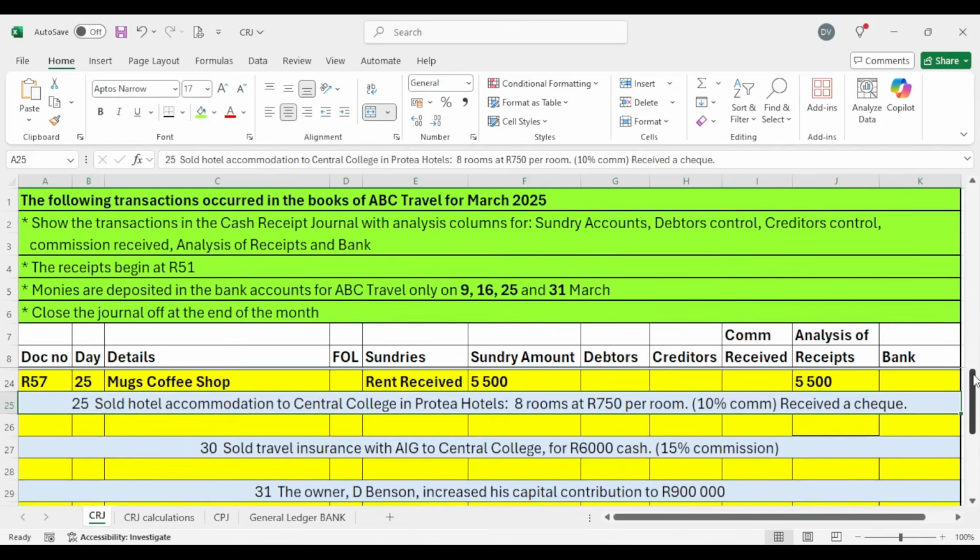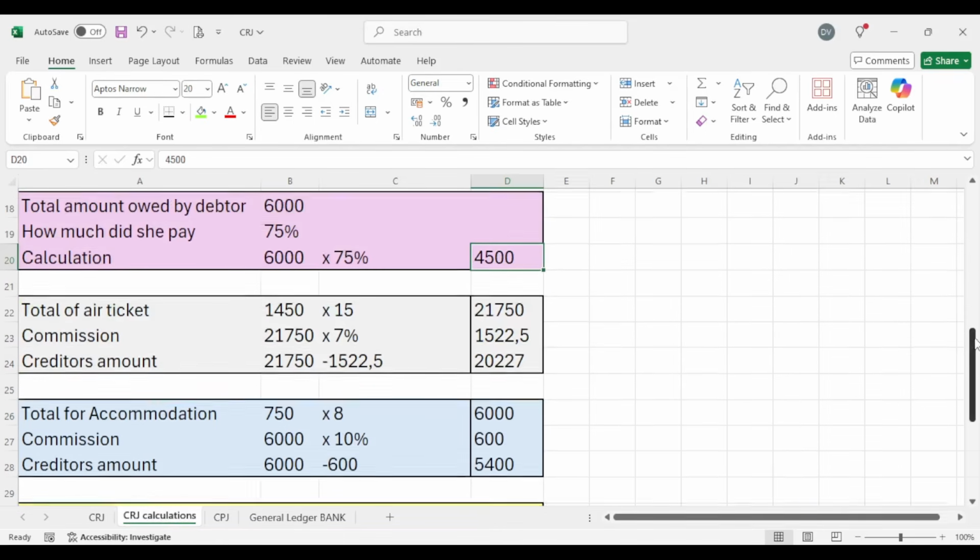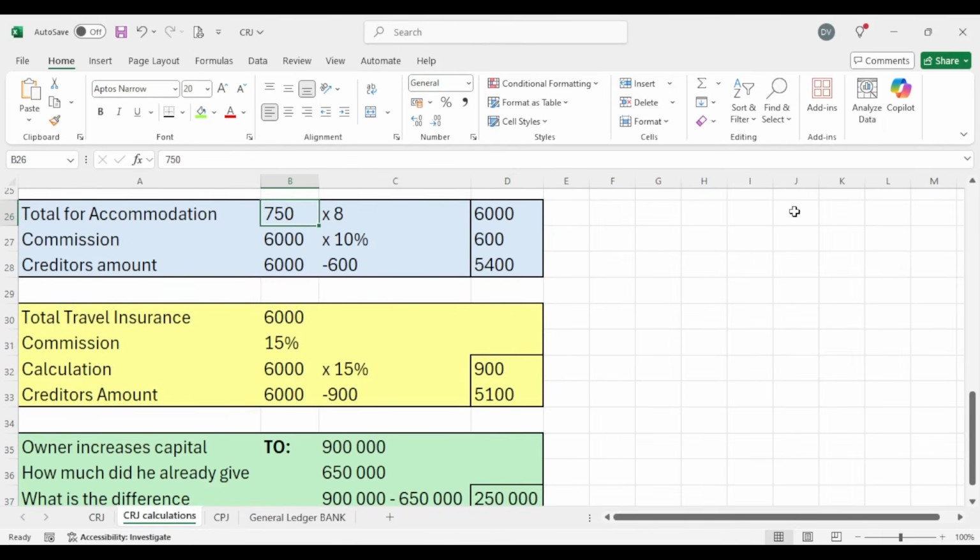The next transaction also happened on the 25th. We sold hotel accommodation to Central College in Protea Hotels. They wanted 8 rooms and it's 750 Rand per room. It includes 10% commission and they paid with a check. So before we can do anything, we first have to work out and do our calculations. Right, so here we go. 750. We multiply this with 8 because of the 8 rooms, and that gives you your total of 6,000 Rand, which will be your analysis of receipt value. We work out our commission of 10%, which is 600 Rand. And in order to get the creditor's amount, you take the full value minus the commission, gives you the amount due to the creditor.